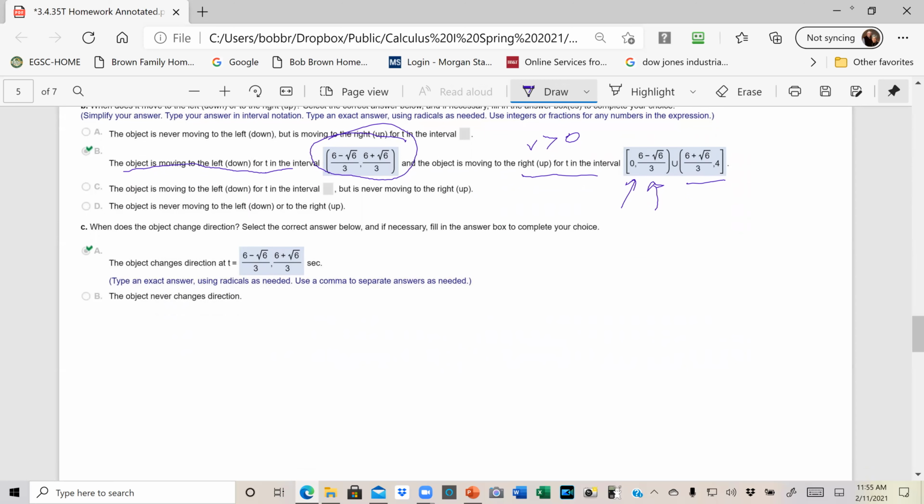Now, when does the object change direction? It changes direction when v goes from plus to minus, or from minus to plus. And that happens to be exactly at these zeros of the quadratic. So there's the answer there.